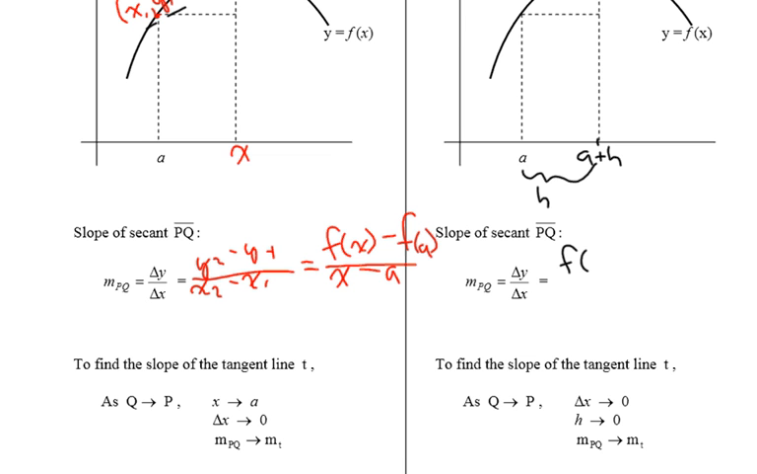So we have f of a plus h minus f of a. And on the bottom for our delta x, we would have a plus h minus what? A. And of course you can see that those cancel out. A minus a is just h. So we're left with h in the denominator.